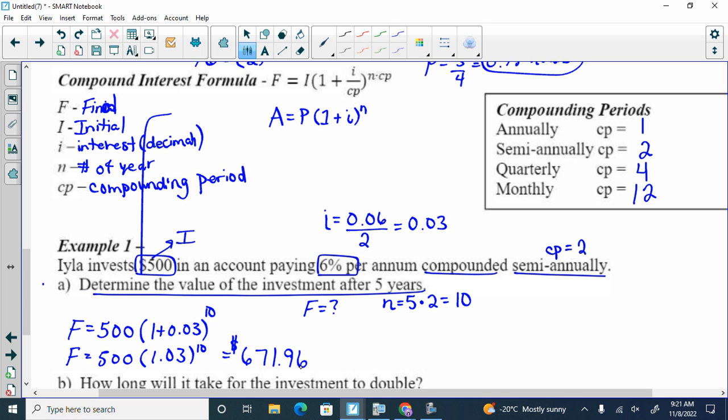So if they asked you how much interest did you make, you wouldn't tell me 671.96. What would you tell me? How much interest did you make? 171.96. Yeah, you went in the bank with 500. You walked out with 671.96. You still went in with the 500, right? So the interest you made was 171.96. Because sometimes they don't actually ask for the final, they ask for how much interest you made.